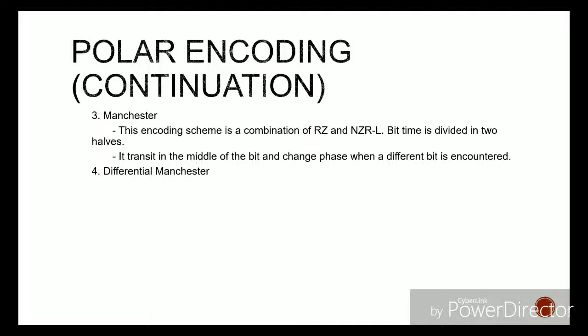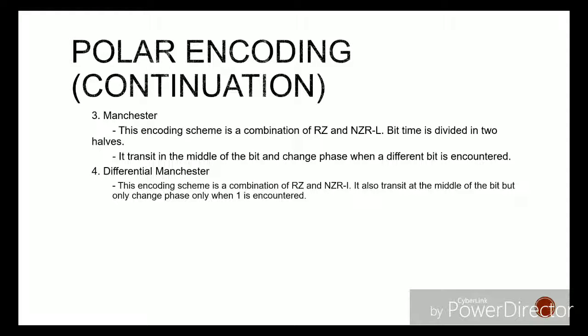And lastly, the differential Manchester. This encoding scheme is a combination of RZ and NRZ-I. It also transits at the middle of the bit but changes phase only when a 1 is encountered.